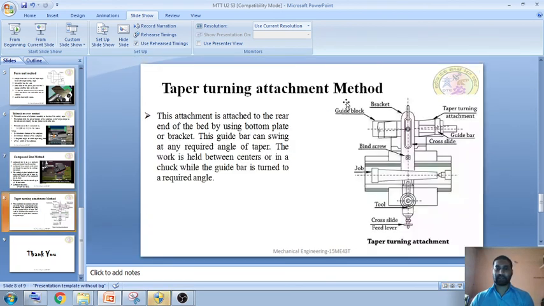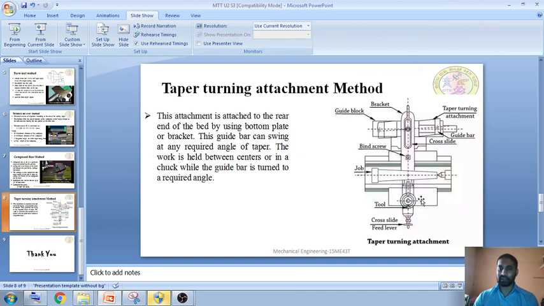Next is the taper turning attachment. A special attachment is used which has a guide bar which is placed on the lathe bed and a bracket which is connected to the cross slide. Then that guide block can be swiveled and set to a required angle.